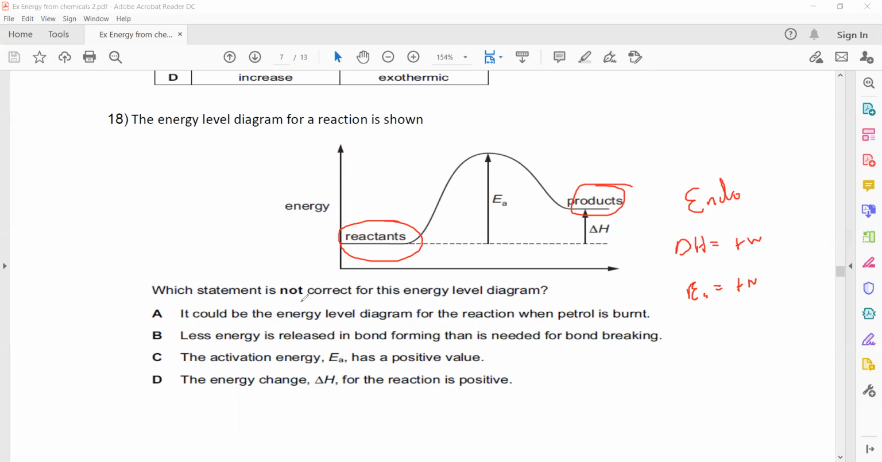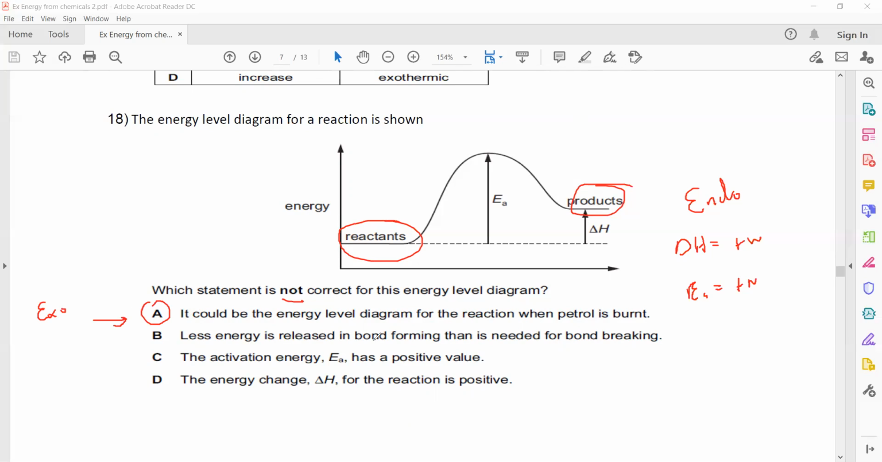So which statement is not correct for this energy diagram? It could be the energy level diagram for when petrol is burned. When you burn petrol, the reaction is exothermic. But this energy diagram is not for an exothermic reaction. This is for an endothermic reaction. That is why A is not the correct answer.